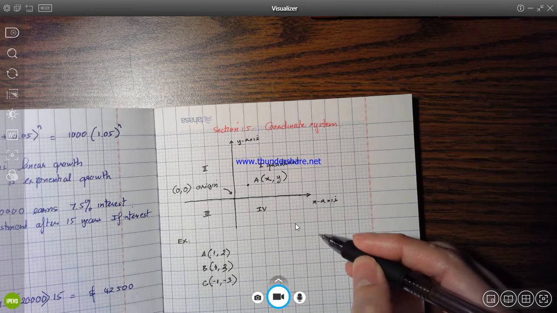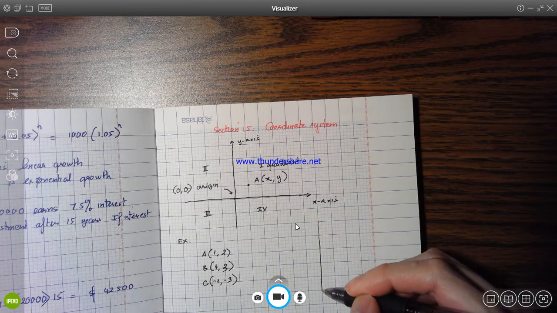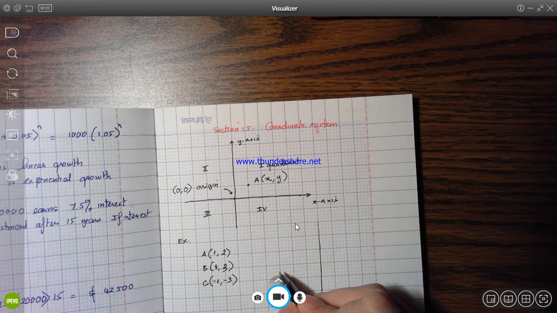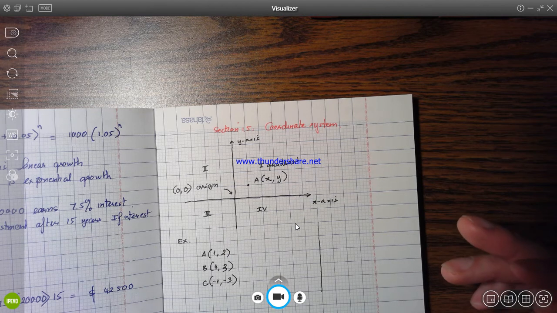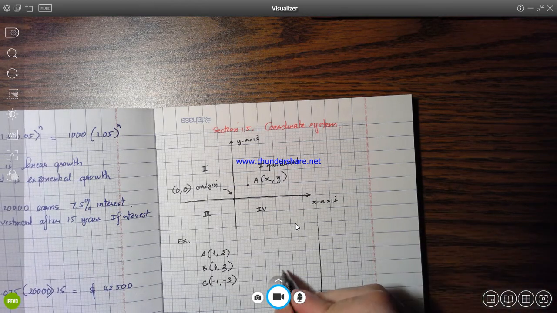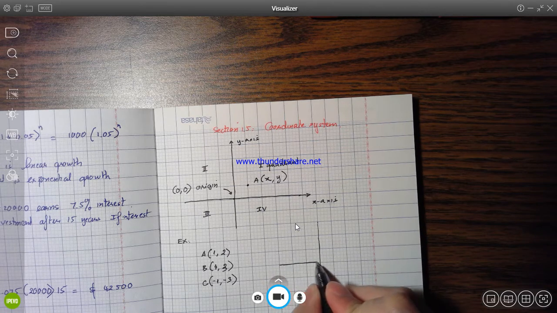We're just going to draw the XY coordinate system. Sometimes we call it the rectangular coordinate system. It's kind of the same thing. If you go to higher level math, we call it the Cartesian coordinate system. They're all the same thing, they just have different names.